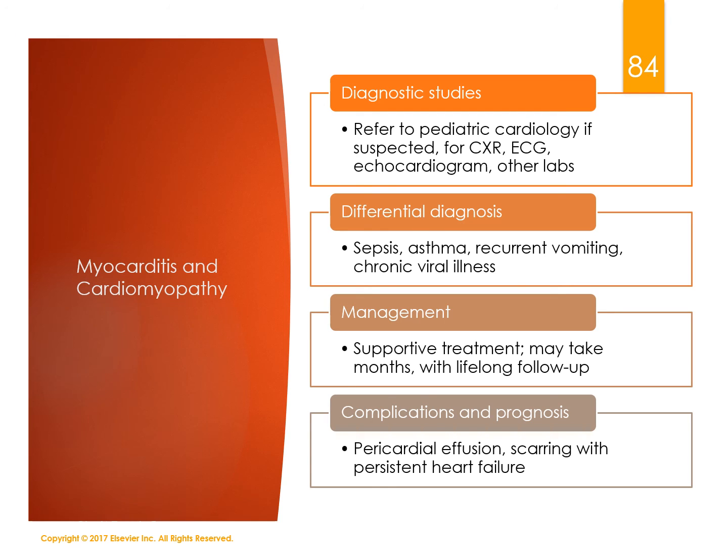Diagnostic studies, we're going to refer these children to pediatric cardiology if we even suspect this, and they will get a chest x-ray, ECG, echo, and other labs. Differential diagnosis, we want to rule out sepsis, asthma, recurrent vomiting, and chronic viral illness. Management for this is going to be supportive treatment, and it may take months, and they're going to have lifelong follow-up. Complications and prognosis, they may have pericardial effusion and scarring with persistent heart failure.